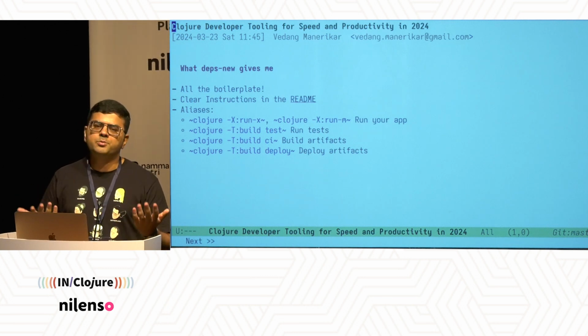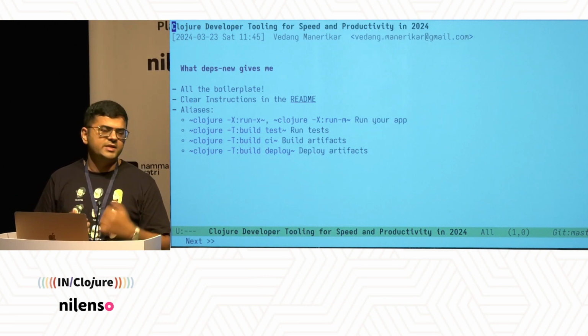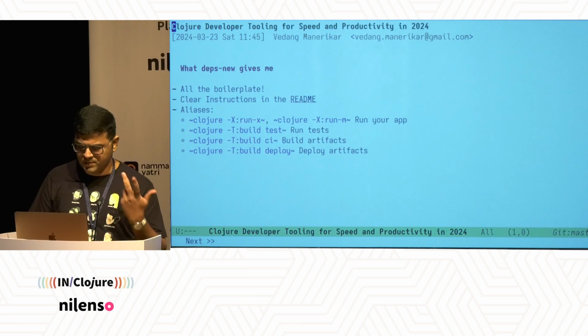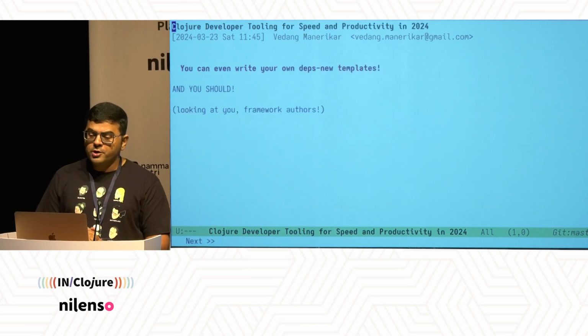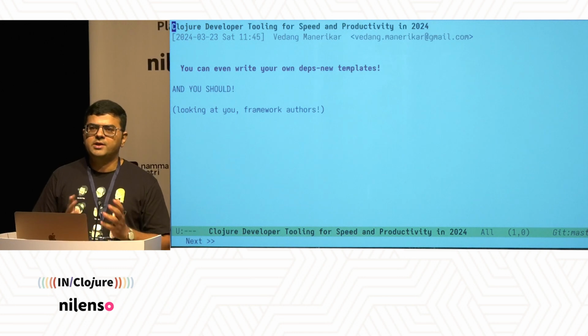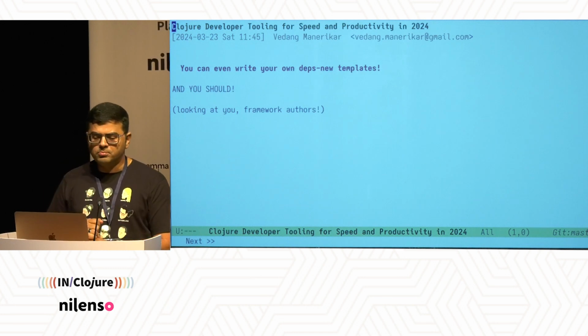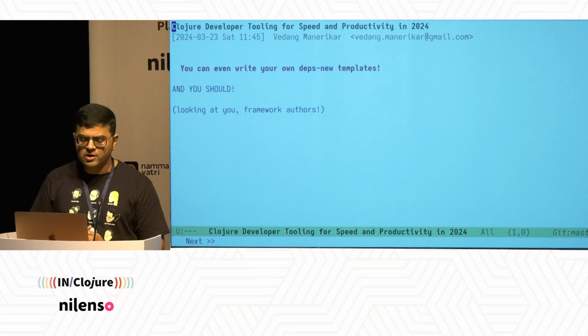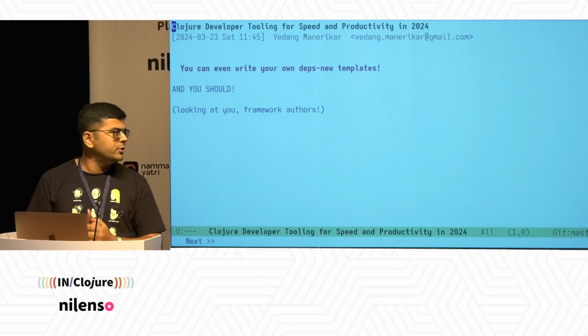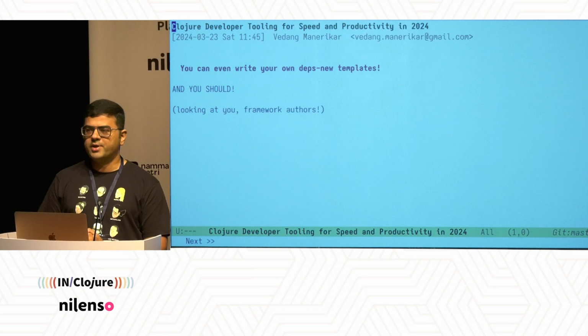And if I jump into another project which also uses the same conventions, then it's really easy for me to get productive in it. deps-new has built-in templates, app, lib, and a few others. But you can write your own templates also for deps-new. And if you are a framework author, you absolutely should, I think, write deps-new templates.